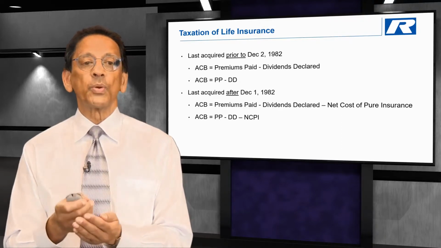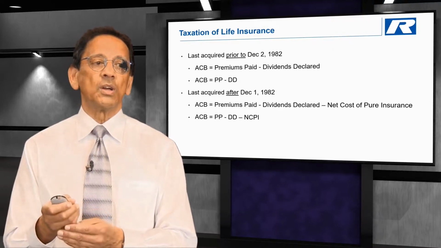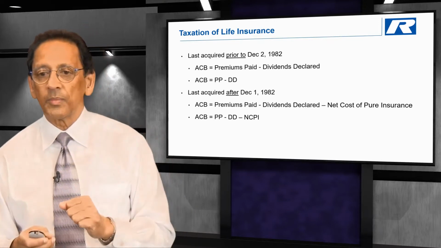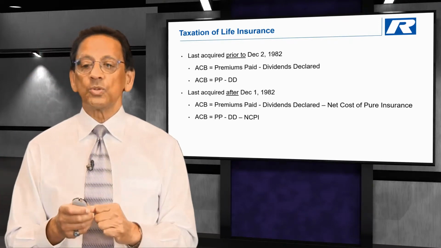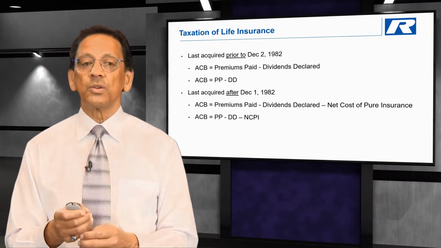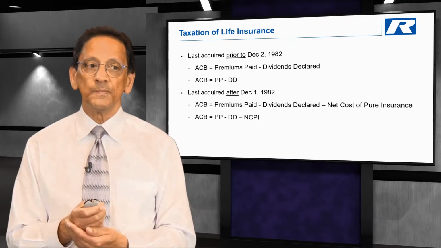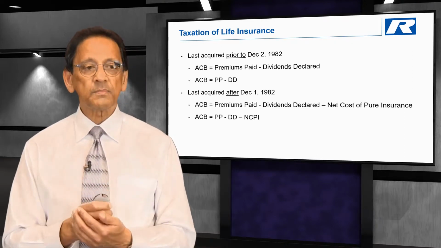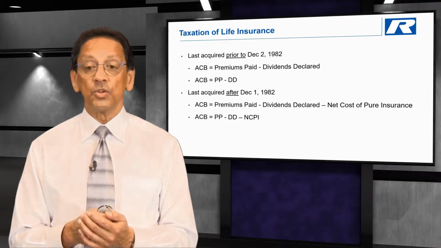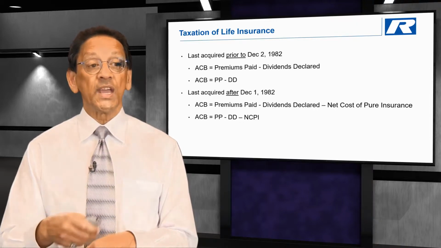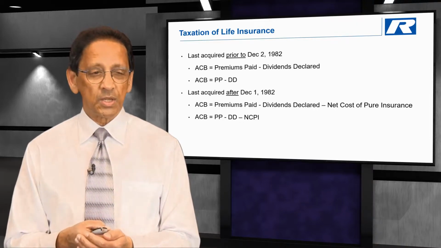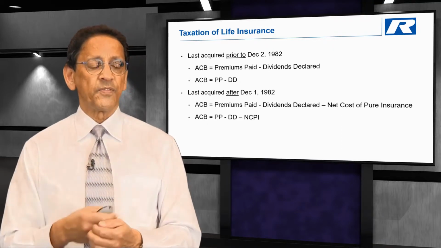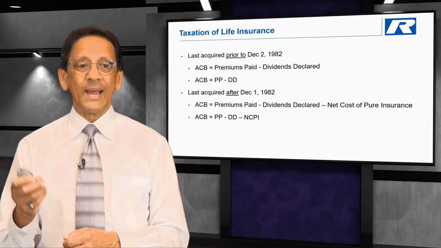And so my total premiums paid would be my adjusted cost base. So that first formula you see on the slide applies to policies that were purchased prior to December 2nd, 1982. After December 1st, 1982, Revenue Canada changed the formula for the adjusted cost base. You can see from the formula they added one other element.